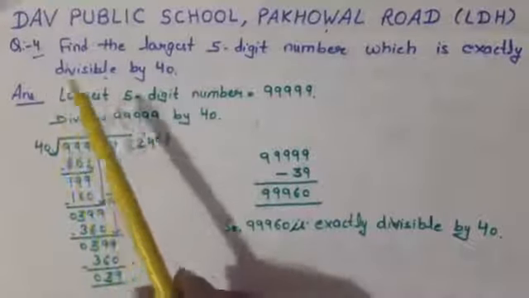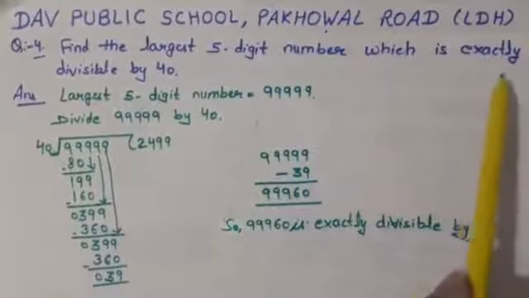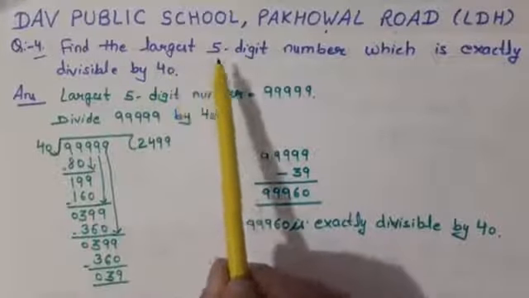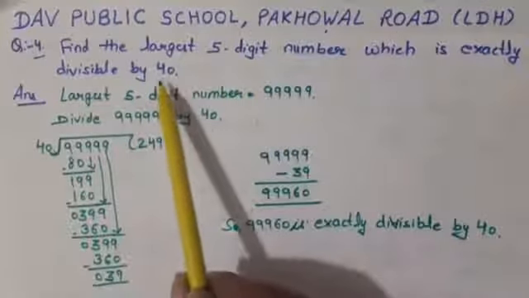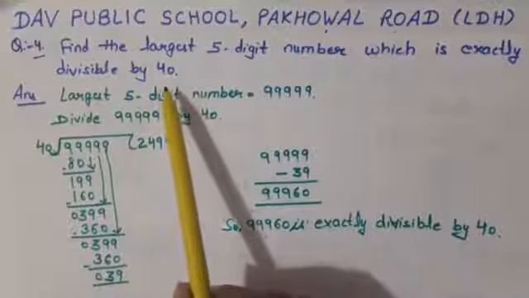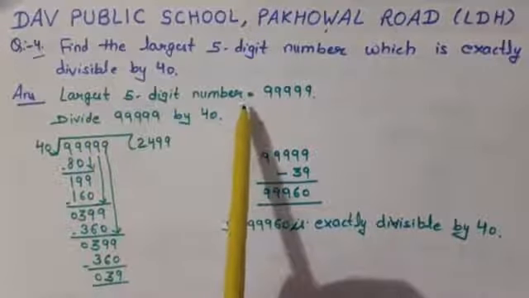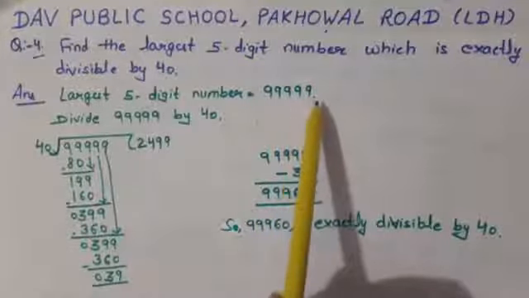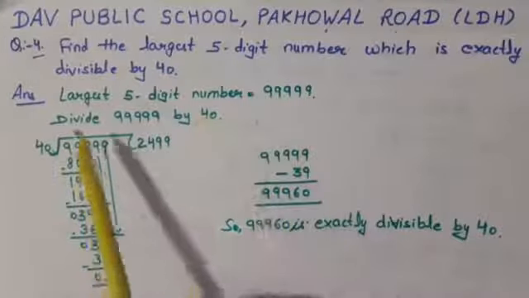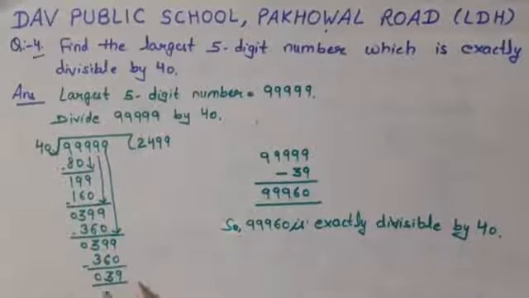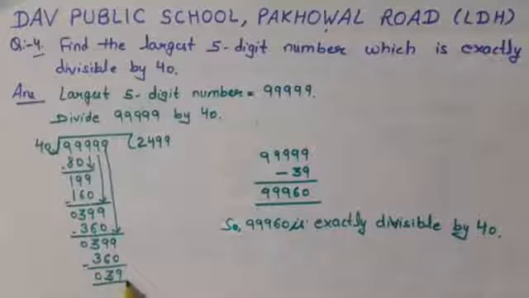Next is question number 4. Find the largest 5-digit number which is exactly divisible by 40. Now you have to find the largest 5-digit number exactly divisible by 40. So first you must know what the largest 5-digit number is. It is 99,999. So first of all you will divide this number by 40 and find out what the remainder is. You can divide it, right? So here the remainder is 39.